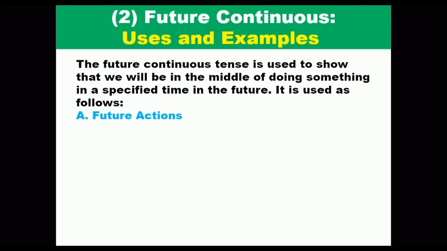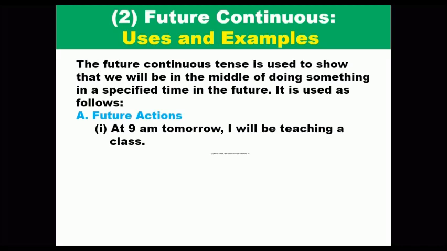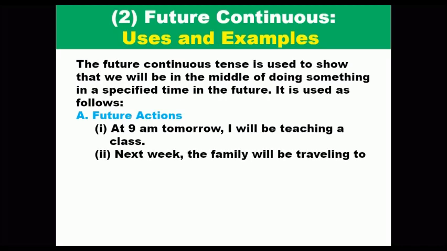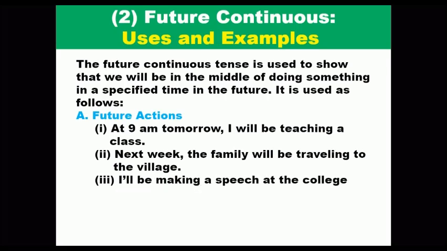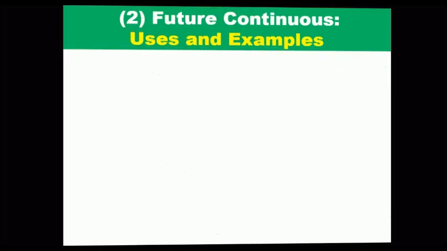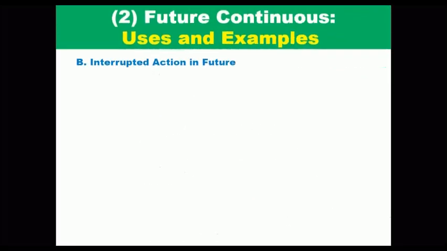The first is future actions, in talking about future actions. For example, at 9 a.m. tomorrow, I will be teaching a class. Next week, the family will be traveling to the village. I will be making a speech at the college end of year party tomorrow. You know, you can use the future continuous tense to talk about future actions that are certain.